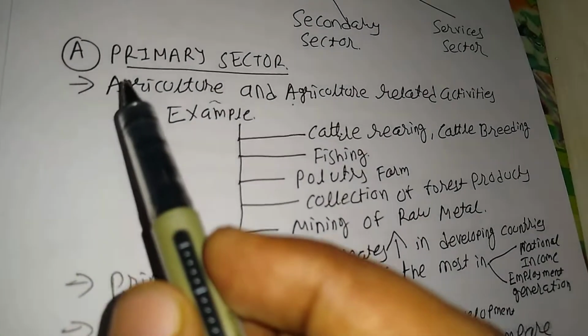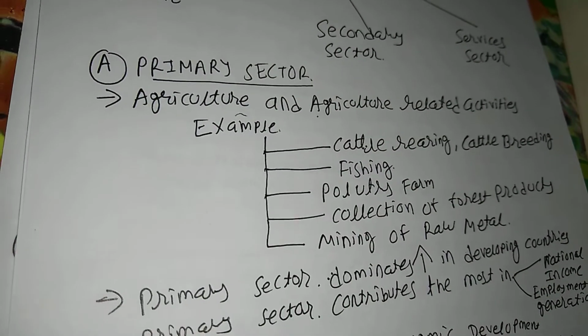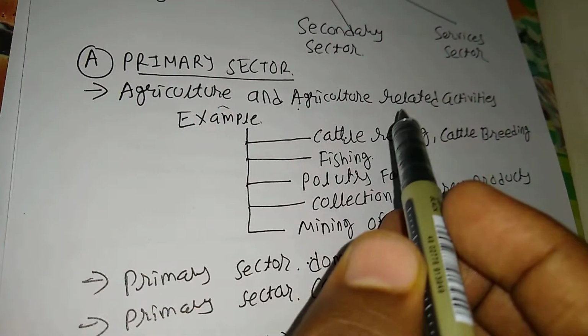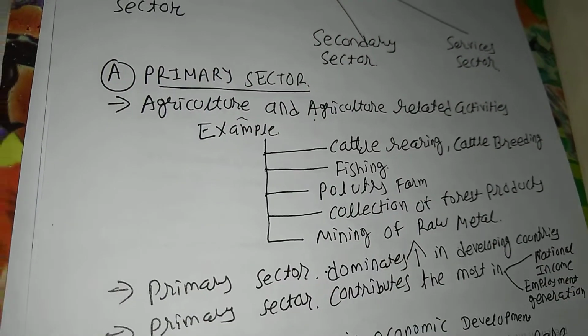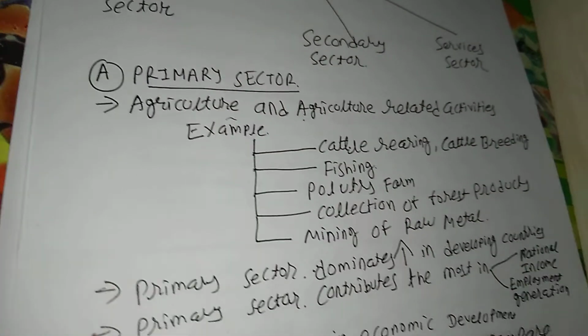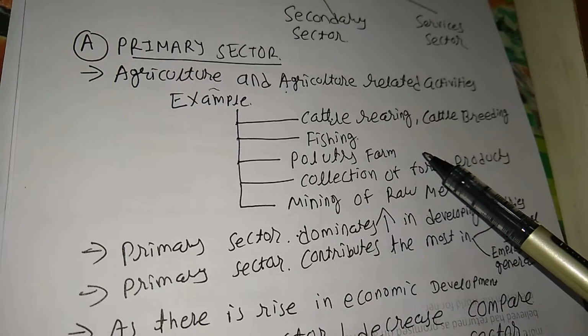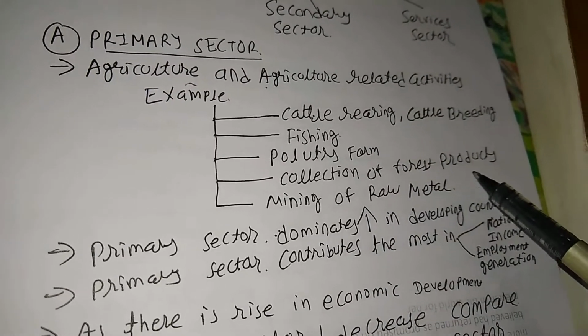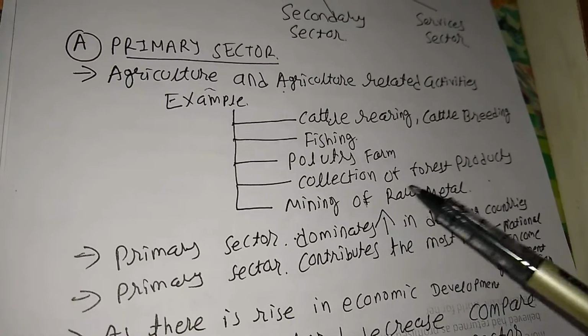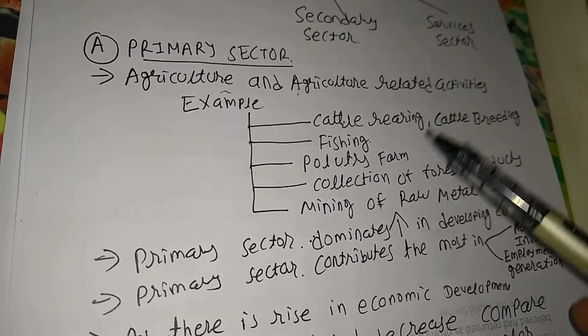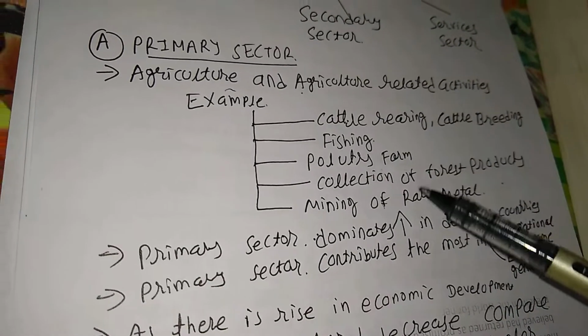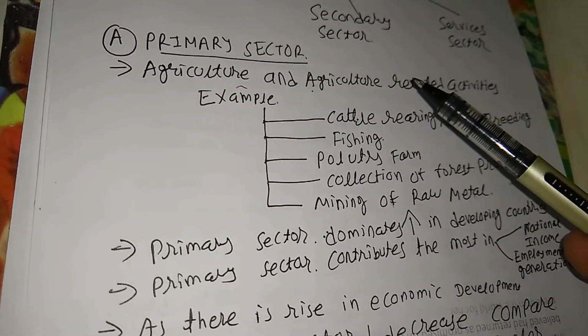Now we talk about A, primary sector. Agriculture and agriculture related activities come under primary sector. Examples are cattle rearing, cattle breeding, fishing, poultry farm, collection of forest products, mining of raw metal. All these are examples of primary sector because all these relate with nature directly.